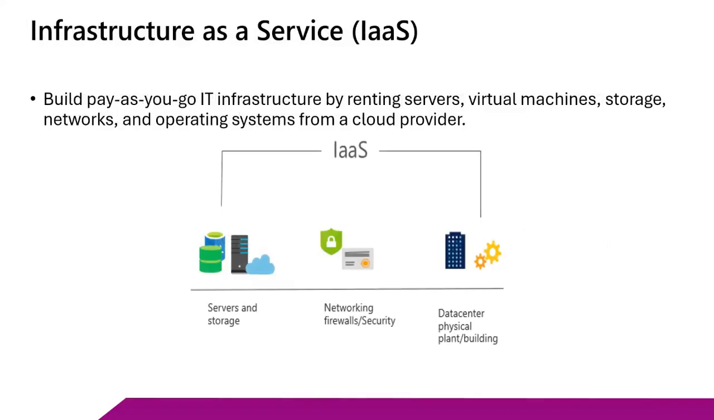And we have different types of service, right? We have infrastructure as a service, we have platform as a service, and we have software as a service. So for infrastructure as a service, we are talking about you renting servers, virtual machines, storage, network, and operating system from a cloud provider. So infrastructure as a service is when you rent servers, you rent virtual machines.